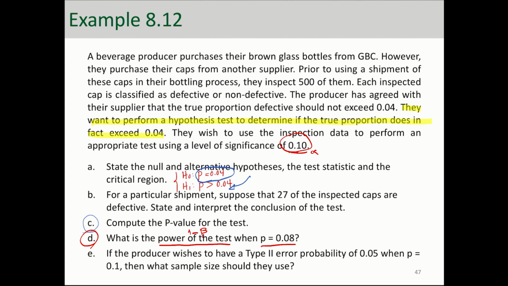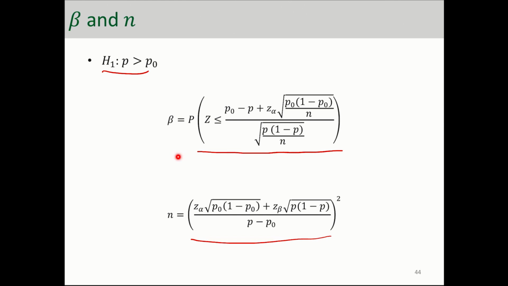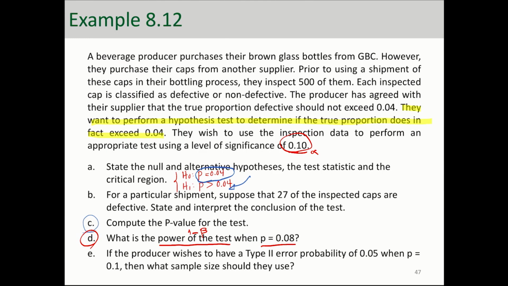So we need to calculate beta for this test, and this is a one-sided test, as you can see, of type more than. If you go back a few slides here, you can see how to calculate beta for that type of test. We have the p, it's given, it's 0.08. We have the p naught, 0.04. This is our hypothesized value. We have the alpha, we have the n, 500, and everything else. We can calculate this beta. So let's go ahead and do that.